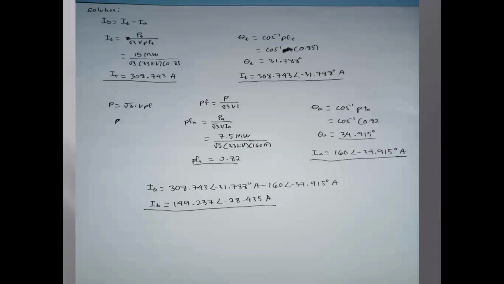Using the formula IB is equal to IT minus IA, IB is equal to 308.743 angle negative 31.788 ampere minus 160 angle negative 34.915 ampere. So IB is equal to 149.237 angle negative 58.435 ampere.